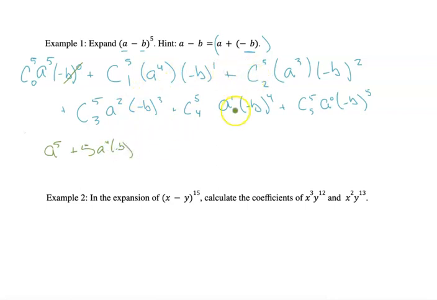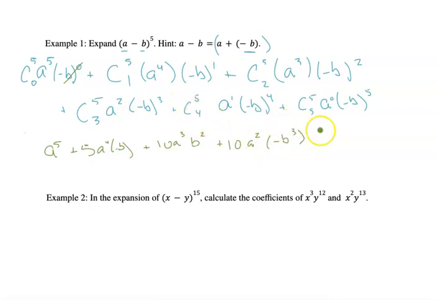Coefficient 5 choose 2 is a 10. 10a cubed, and then I have negative b squared. Negative b squared goes to positive b squared. 5 choosing 3 goes to a 10 again. a squared, and then a negative b cubed. These negatives matter.